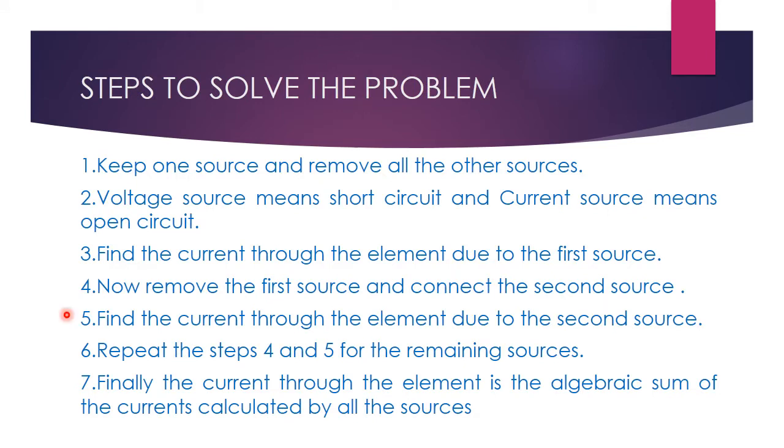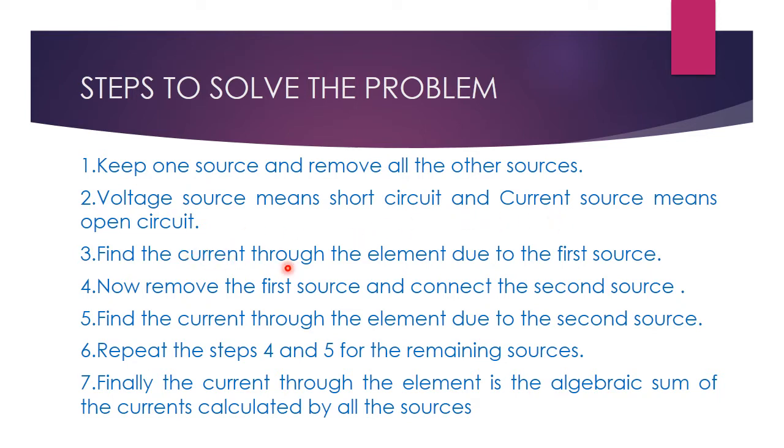Now, we are going to see the steps to solve a problem using the superposition theorem. First step, keep one source and remove all other sources. So, at a time, we have to use only one source. If the sources are voltage sources, we have to short circuit them. If the sources are current sources, we have to open circuit them.